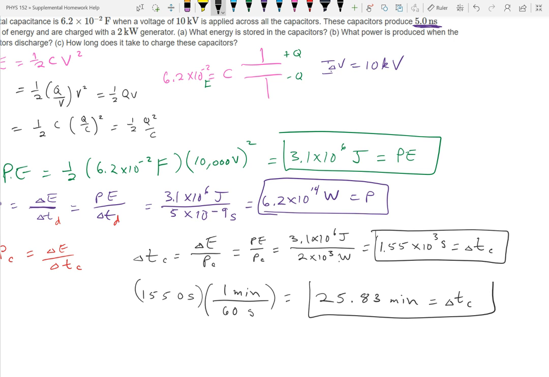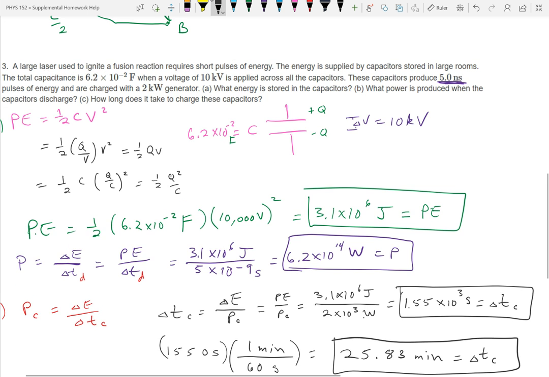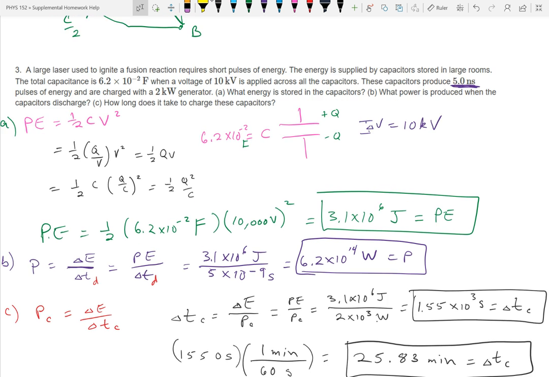So it takes almost a half hour, 25.83 minutes to charge, and it takes 5 billionths of a second to discharge. What do they use that for? That's where we started. It's for igniting fusion reaction.